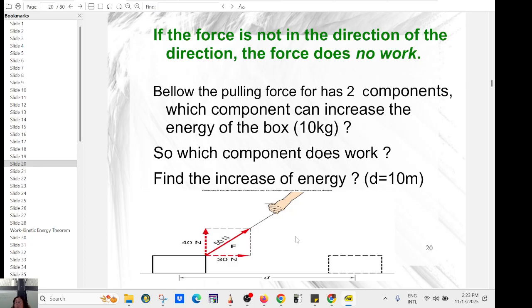Okay? But now let's remember that a force is a vector, so it has components in 2D. So for example, you are pulling with 50 Newtons. It has two components. Remember, we make a parallelogram. We go from the tail to the head. We go sideways, that will be the X component. We go up and down, that will be the Y component. The X component is how much of the force is along the displacement.